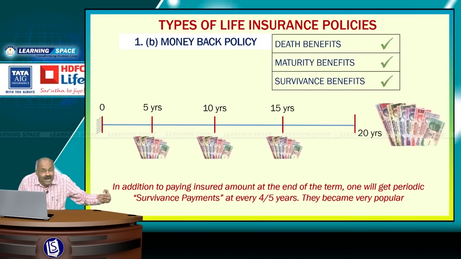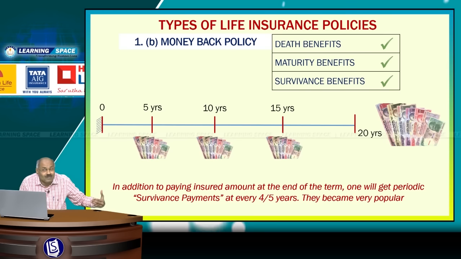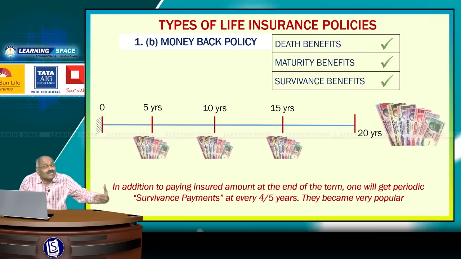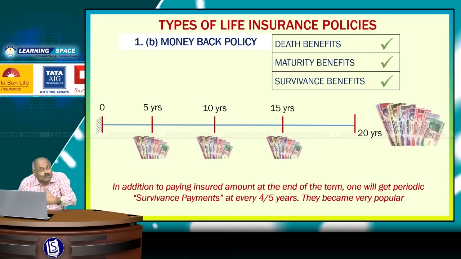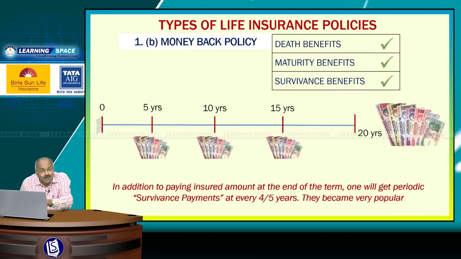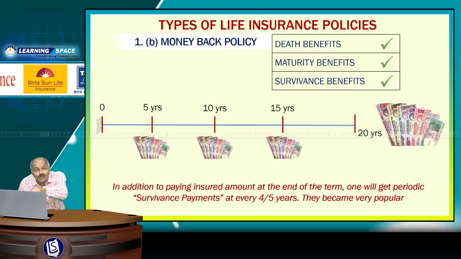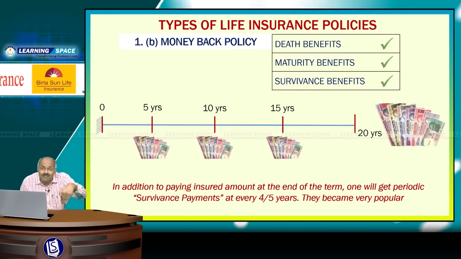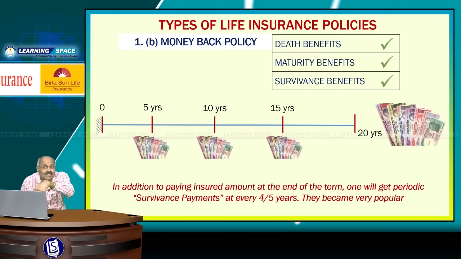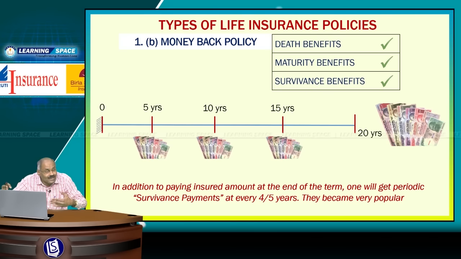This is having an additional feature. It is also similar concept-wise to an endowment policy, but here a third benefit is also there, that is the survival benefit. Here, every 5 years the person will get a survival benefit in this case, and as usual it will have a death benefit. If the person dies within the term of the policy, the death benefit will be there.